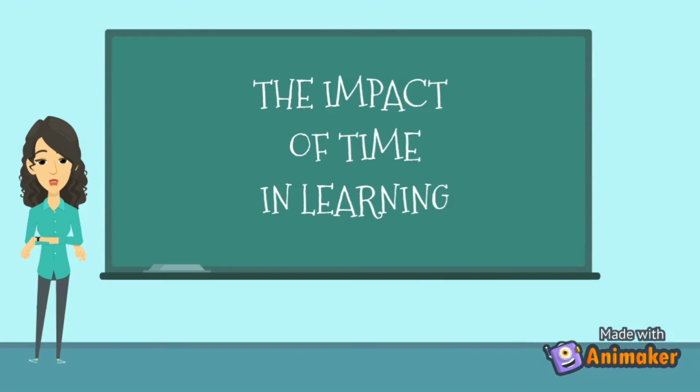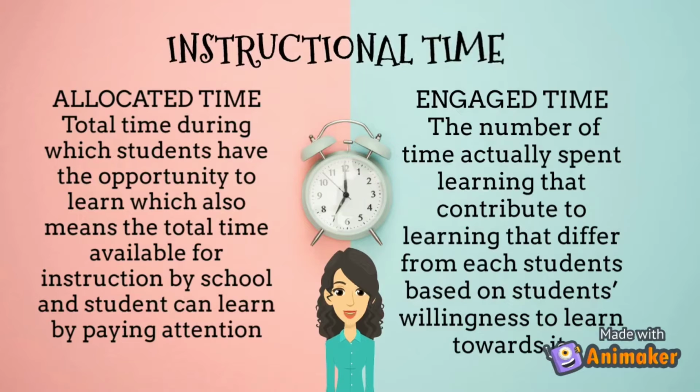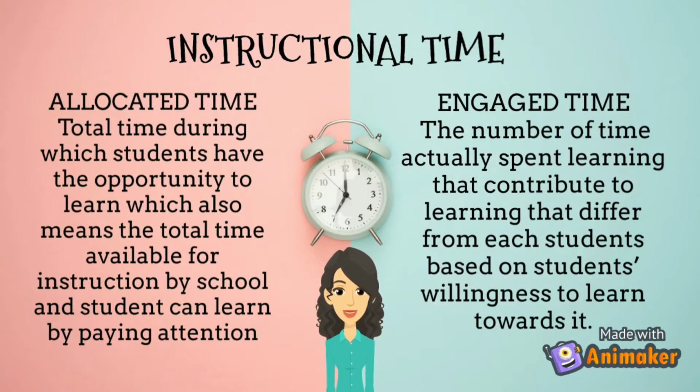Impact of time in learning. Instructional time is divided by two. The first one is allocated time, in which total time which students have opportunity to learn by paying attention that provided by school. The second one is engaged time, in which the number of time that students actually spend on learning and differ from each student based on their willingness to learn.